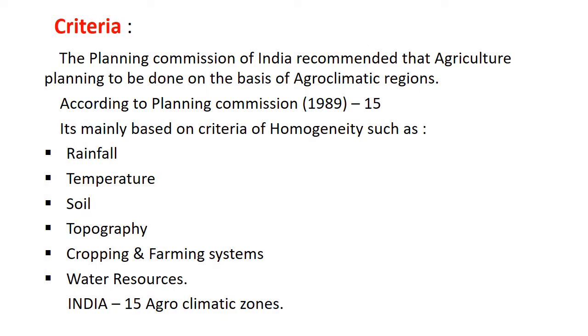Criteria of agroclimatic zone. According to the Planning Commission of India, agriculture planning is to be done on the basis of agroclimatic regions. It is mainly based on the criteria of homogeneity, such as rainfall, temperature, soil, topography, cropping and farming systems, and water resources. By this, India has been divided into 15 agroclimatic zones.